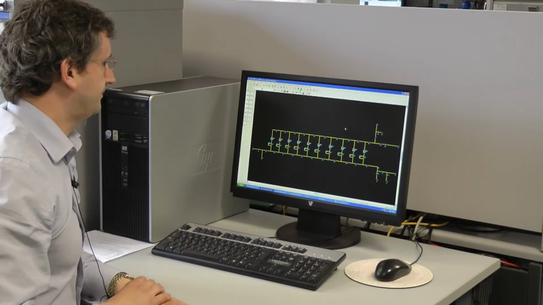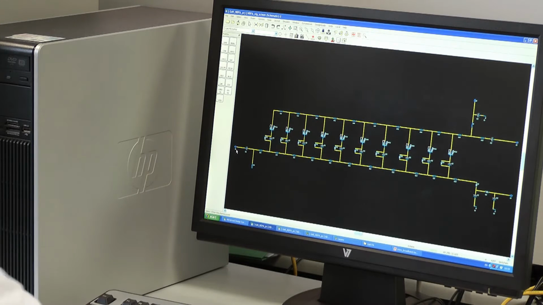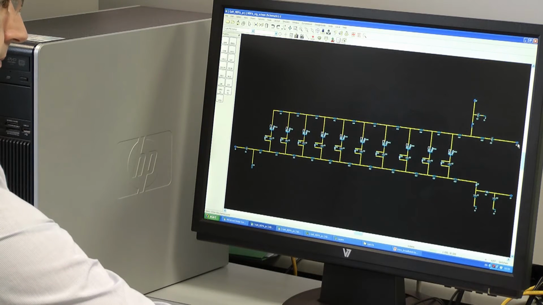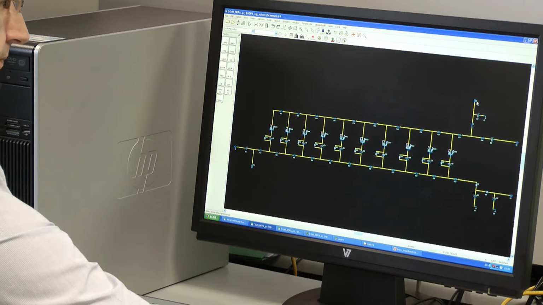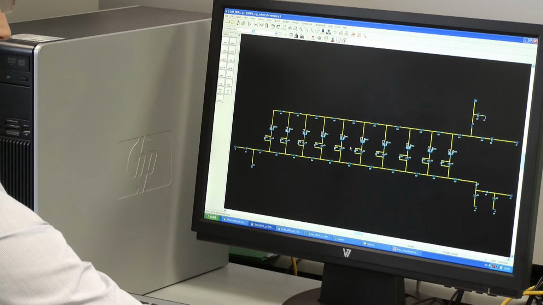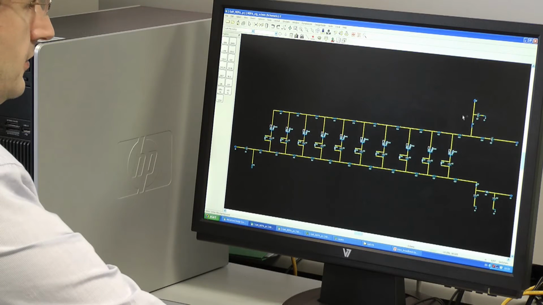This is the schematic. The RF input is here. The RF output is here. The gate bias is applied here, and the drain bias is applied here. It uses 10 transistors. Each is in common source configuration, biased in class AB, and they run off a 30 volt supply voltage, which is applied here.